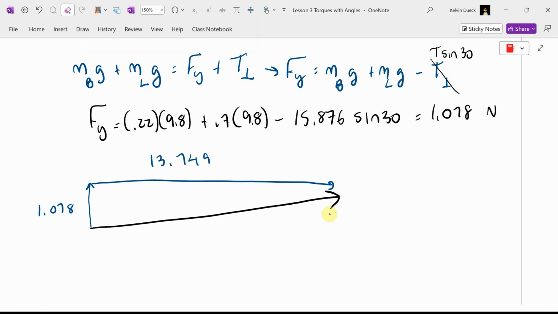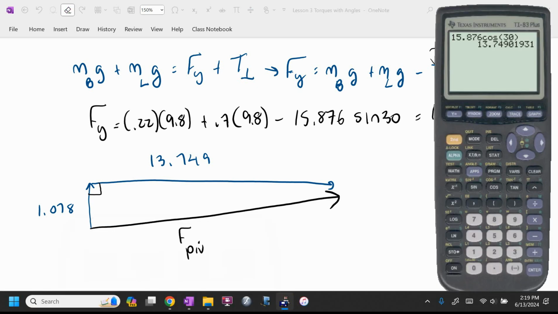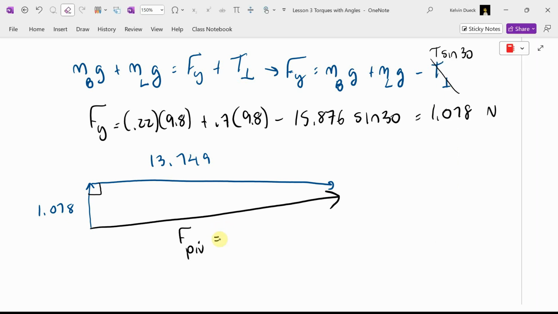I'd like to find that. How can I find how long this is? Because this is F pivot. How can I figure out how big that is? I'm looking for a word that starts with the letter P and rhymes with Pythagoras. Yeah, Pythagoras again. Hey, we're coming full circle from the very first lesson of the year. It's going to be 1.078 squared, or answer button squared if you got that, plus 13.749 squared. Square root of that. Ah, typo. And I get a magnitude of 13.8 newtons.